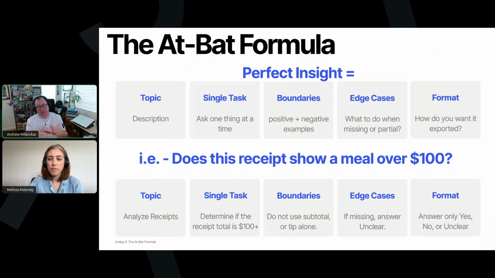So first up, we need to come up with a topic, right? What are we looking for in this document set? Using the same example as before: does this receipt show a meal over $100? We have a single task, so ask it one thing at a time. Are we determining whether the receipt's over $100? And so we have our boundary, where we have positive and negative examples.